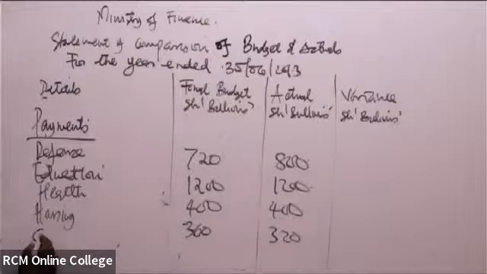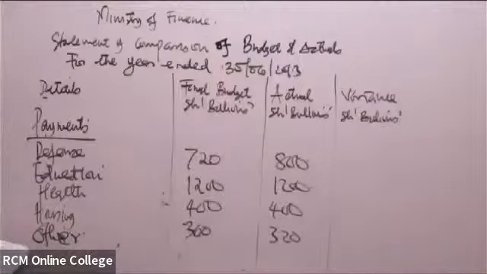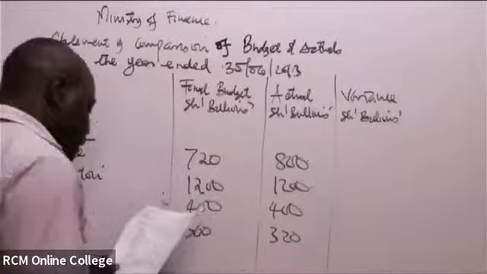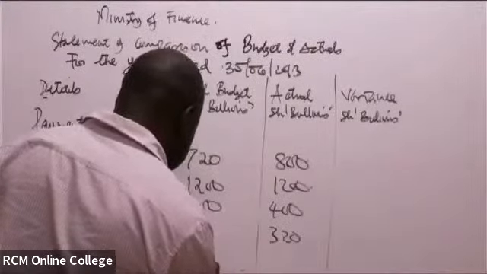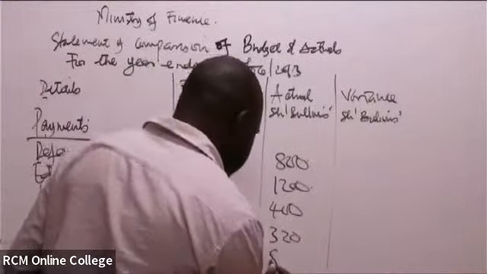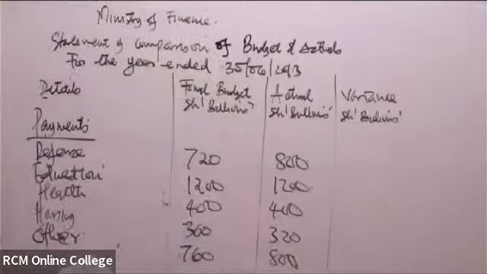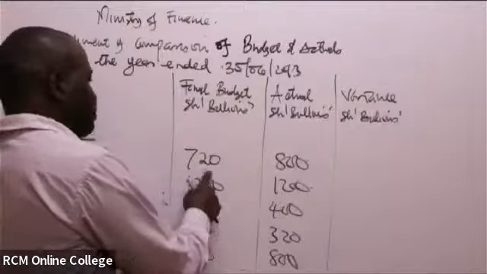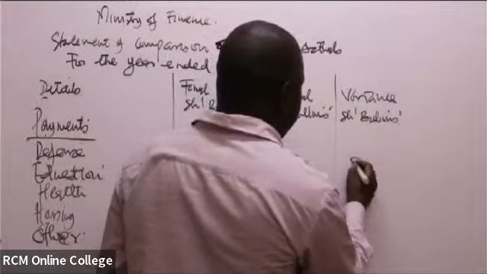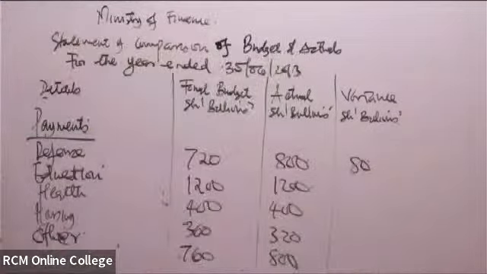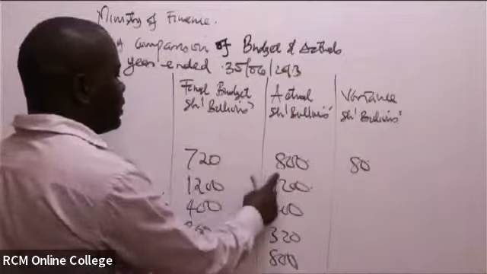For others, the other ministries, they were anticipating to spend 760. They ended up spending 800. So for the first item, defense, they budgeted to spend 720, but they spent 800. There's a difference of 80. Was this one favorable or adverse to them? It was adverse because they were anticipating to spend less, but they spent more.